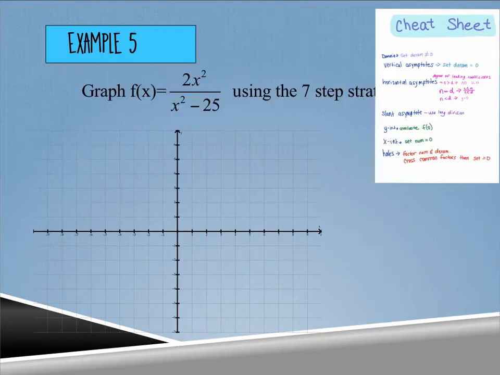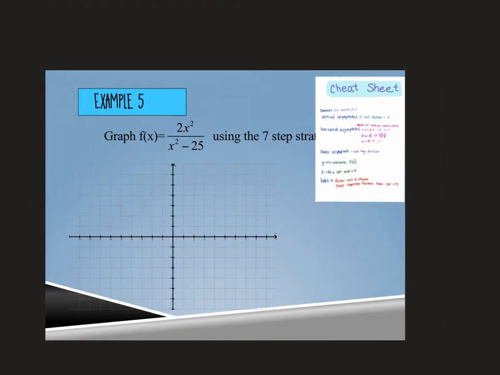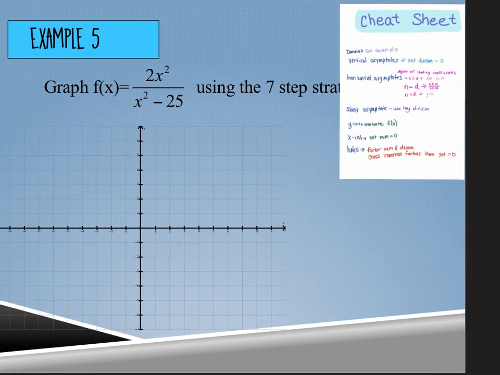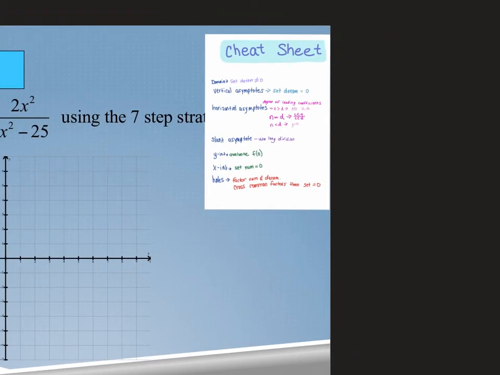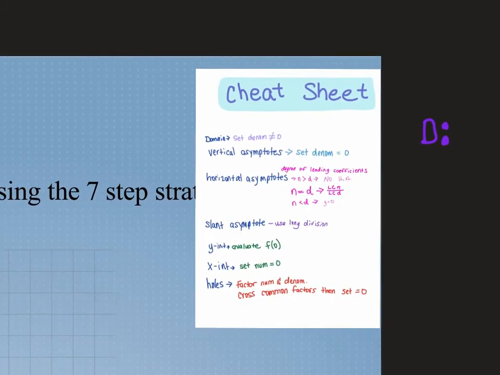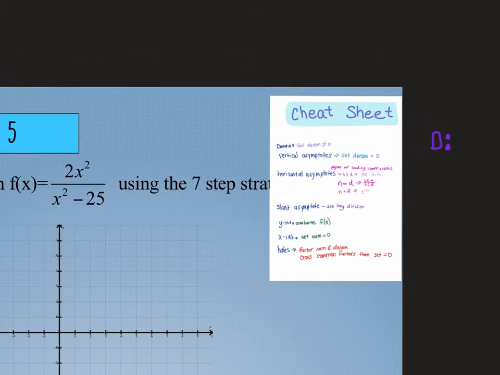Let's try the next one. Before you guys get all upset or anything, let's just look at the next one. Okay, we're going to follow the same steps. Same exact steps. Let's find the domain first. How do you find the domain? What do you do to find domain? Set denominator not equal to 0.